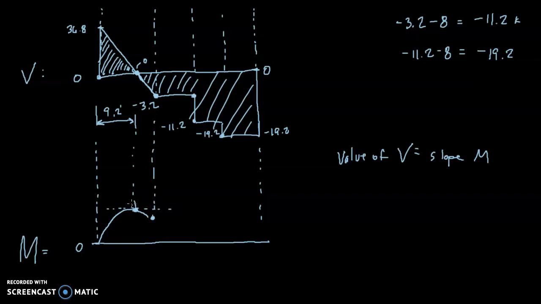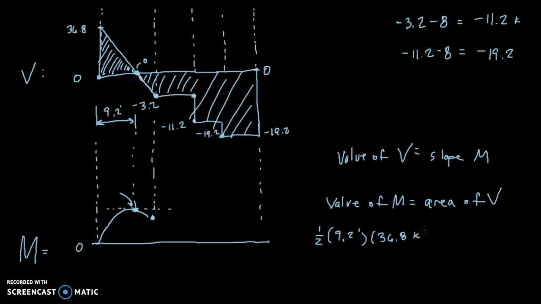So let's back up here for a second and look at this maximum moment value. The value of the moment diagram is equal to the area of the shear diagram. So the area of this triangle, that first triangle in the shear diagram, is 1/2 base times height. 1/2 the base is 9.2 feet, and the height is 36.8 kips.